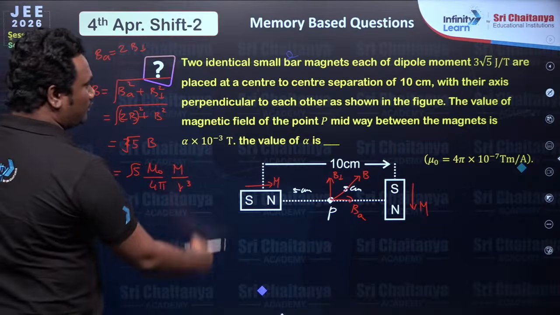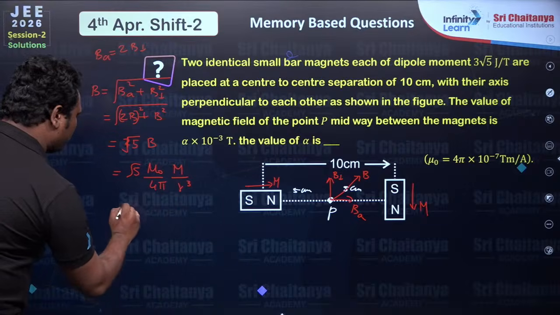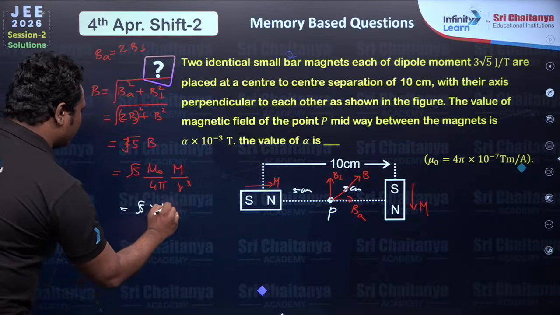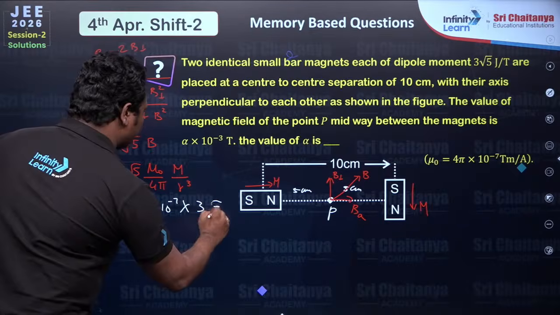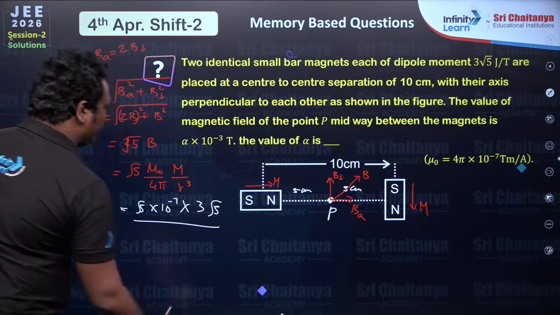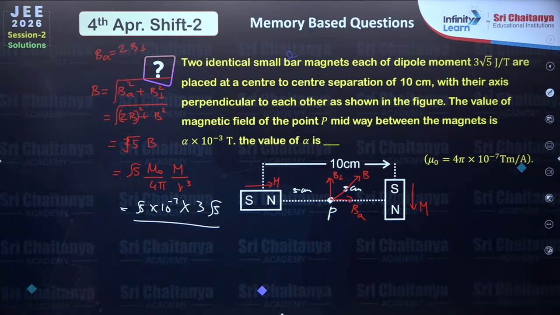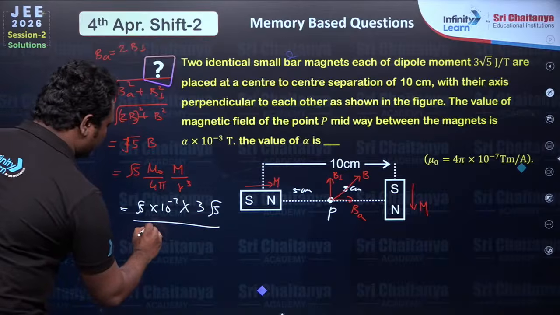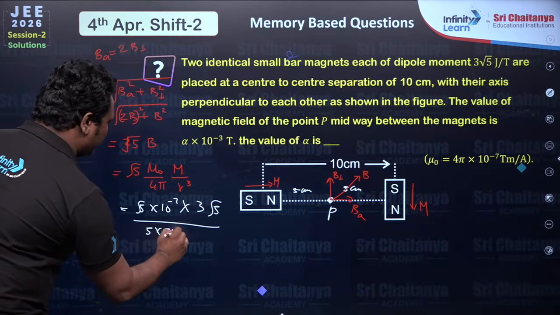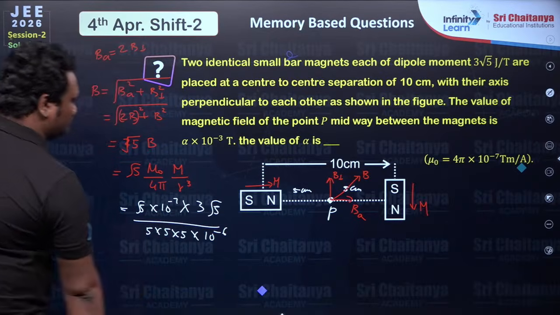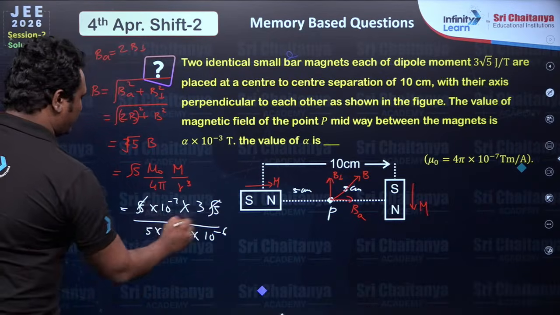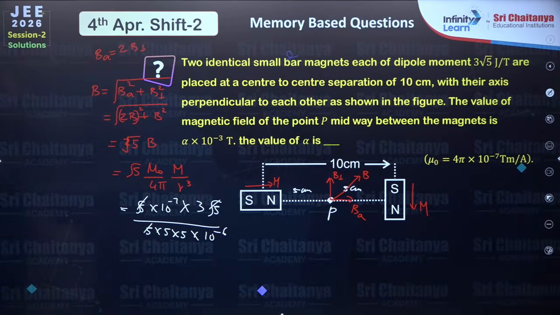Mu naught value is 4 pi into 10 power minus 7. So mu naught by 4 pi is simply 10 power minus 7 into M 3 root 5 divided by R cube, 5 centimeters. So 5 cube will be 5 into 5 into 5, cube means 10 power minus 6. Root 5 and 5 cut.